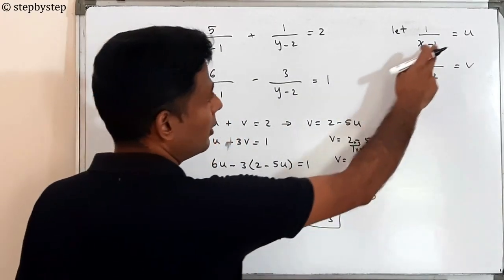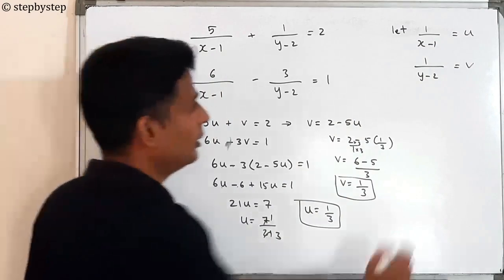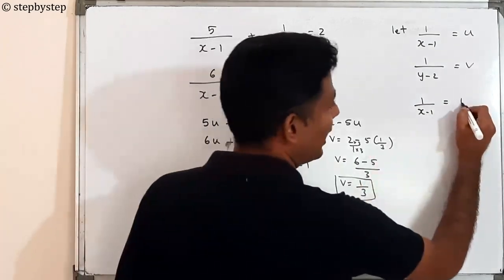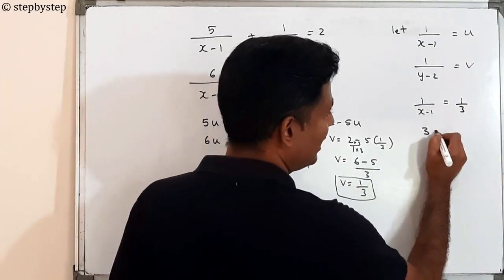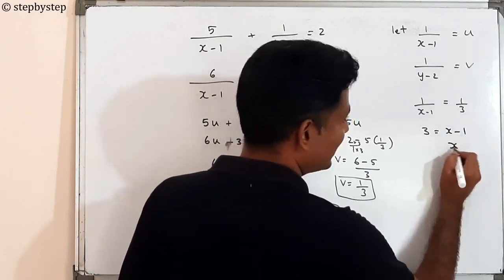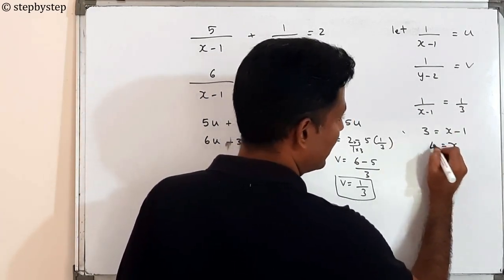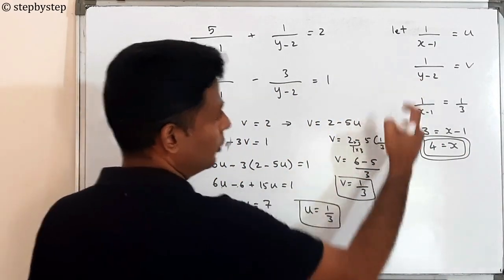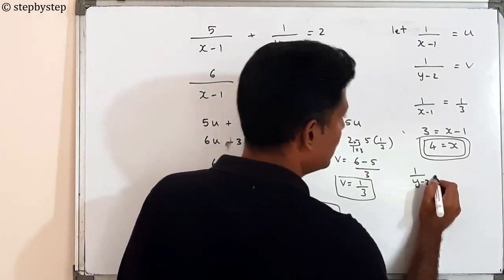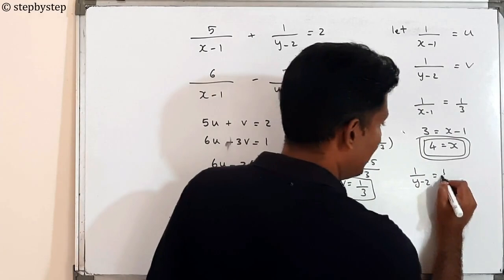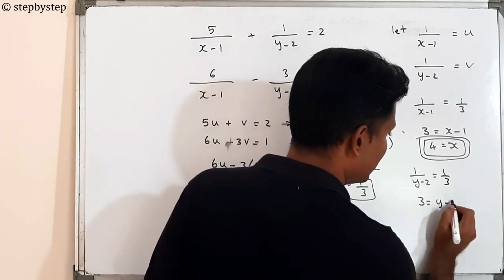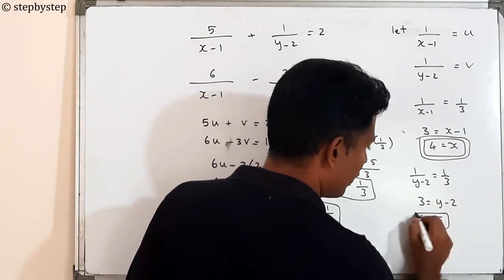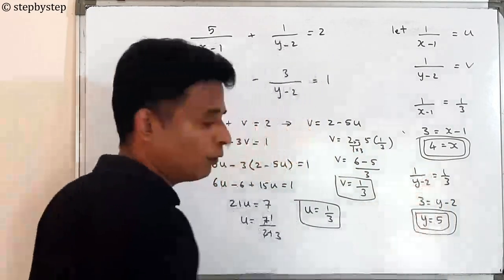Now using this, we'll find x and y values. So we have 1 by x minus 1 equal to u, but u is 1 by 3. So transposing, I'll get 3 equal to x minus 1. So x equal to 3 plus 1, that is 4. We got x value as 4. Now to find y value, we'll use this 1 by y minus 2 equal to v, but v is 1 by 3. So I get 3 equal to y minus 2. So y equal to minus 2 becomes plus 2, 3 plus 2, 5. So our x is 4 and y is 5.